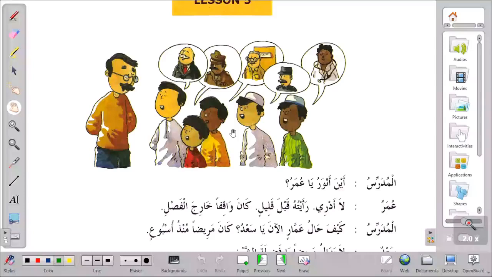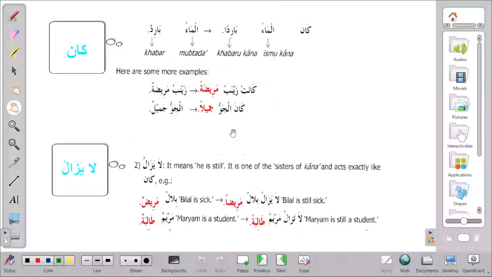So please observe here. I hope you can see this particular chart. As I said, we are using it to explain kana, and la yazalu is one of the two prominent things that we will be looking at in this particular lesson. Kana means was, and la yazalu means till. So let's try to explain kana. Let's look at kana first.